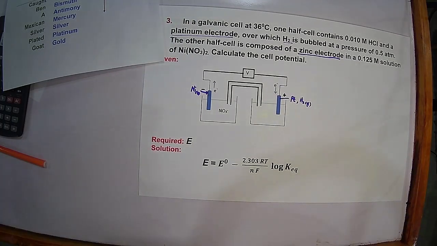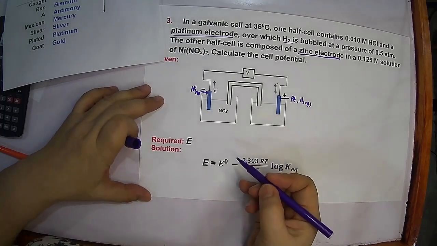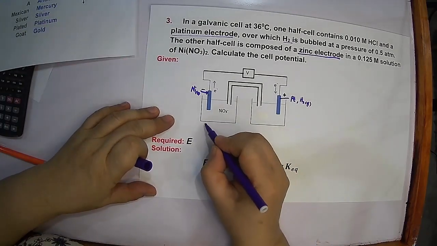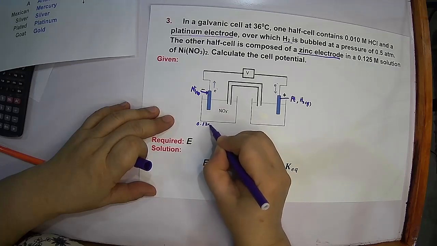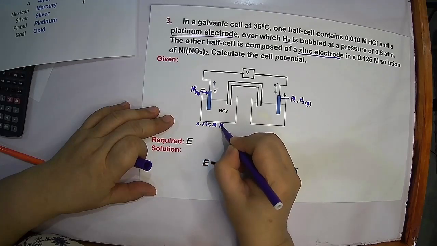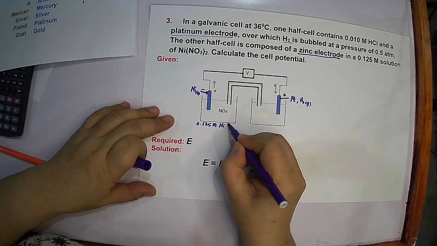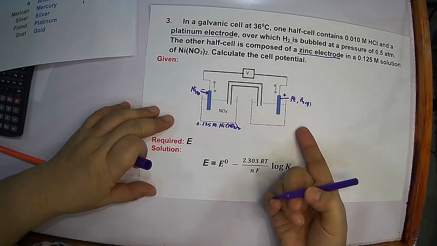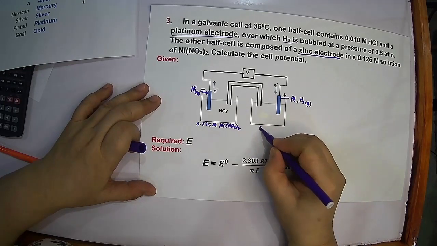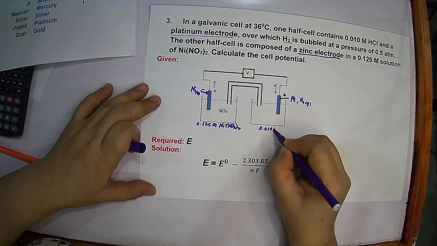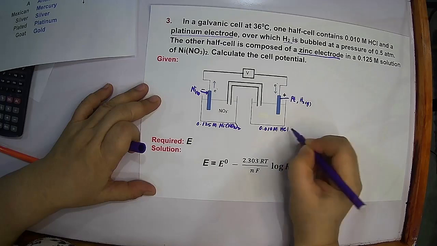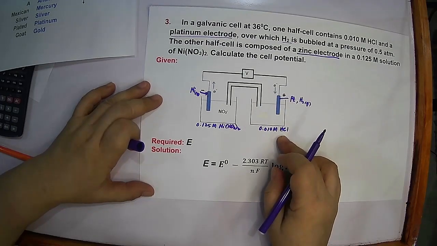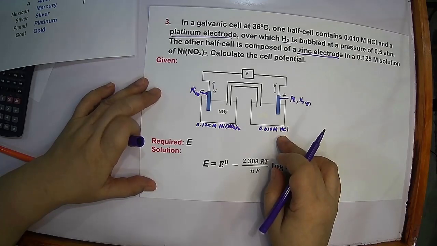Okay, that is what you meant by that. Okay, so you have the nickel, 0.125 molar of the nickel nitrate. And here we have 0.010 molar hydrochloric acid. So since this is a strong acid, it will be highly ionized in water.